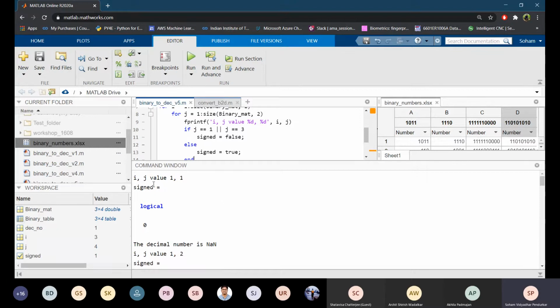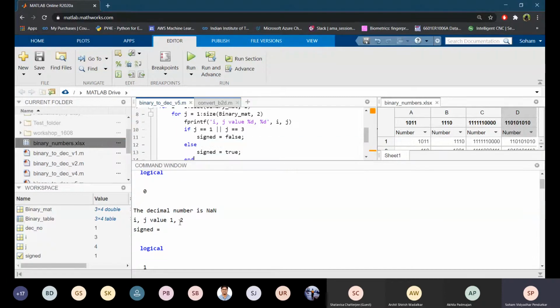So I, J value 1, 1, signed equals to 0. Is this happening according to our logic? J is equal to 1, and the first and third columns are unsigned integers, right? So signed equals to 0, false. Yes, it is coming out right. And the decimal number is NaN. We'll see why it is coming up.